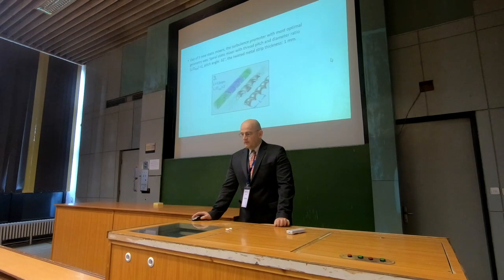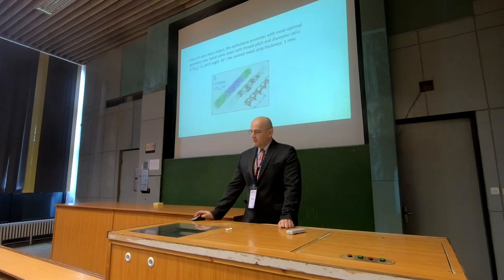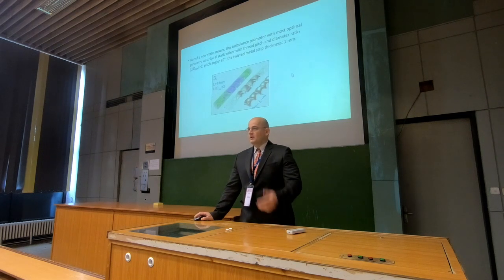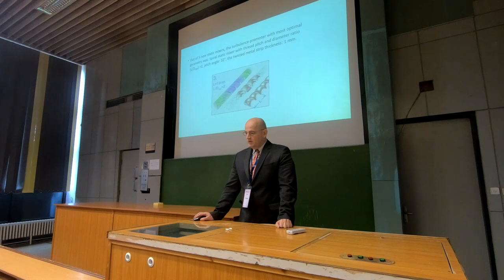So out of the 5 new static mixers, the turbulence promoter with the most optimal geometry was the spiral static mixer with a pitch and diameter ratio of 2. The pitch angle was 32 degrees and the twisted metal strip thickness approximately 1 millimeter. So this can be seen here in this picture.